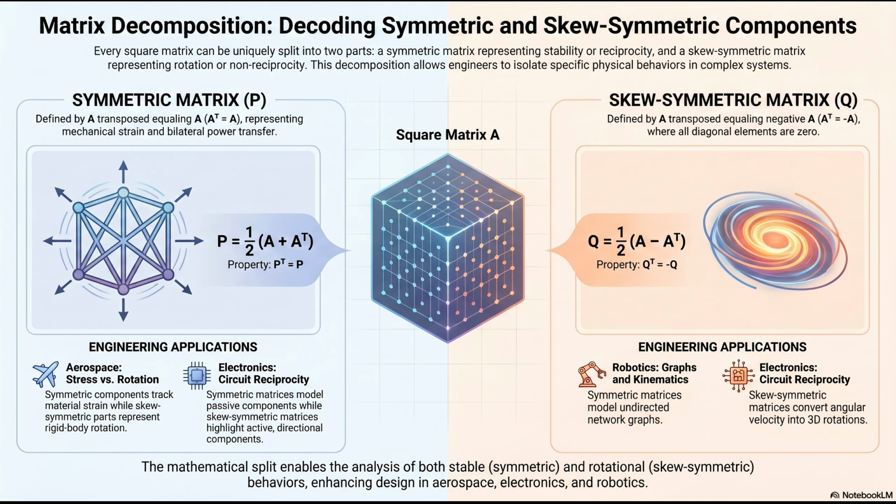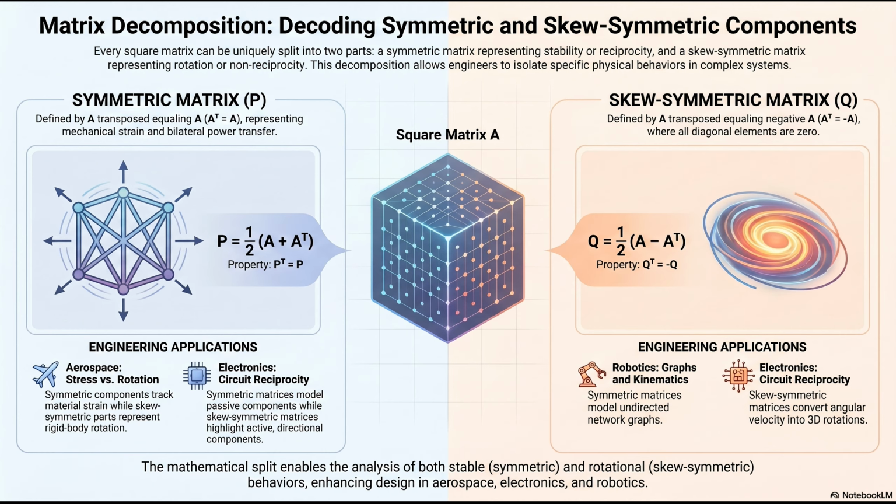Which leads us directly to the central mechanism of the text, right? The decomposition theorem? Yes, the decomposition theorem. The theorem basically states that absolutely any square matrix, no matter how messy or chaotic the data is, can be uniquely broken down into the sum of two parts. One perfectly symmetric matrix, which we'll call P, and one perfectly skew symmetric matrix called Q. To find P, you just take 1/2 of the original matrix plus its transpose, and to find Q, you take 1/2 of the original matrix minus its transpose.